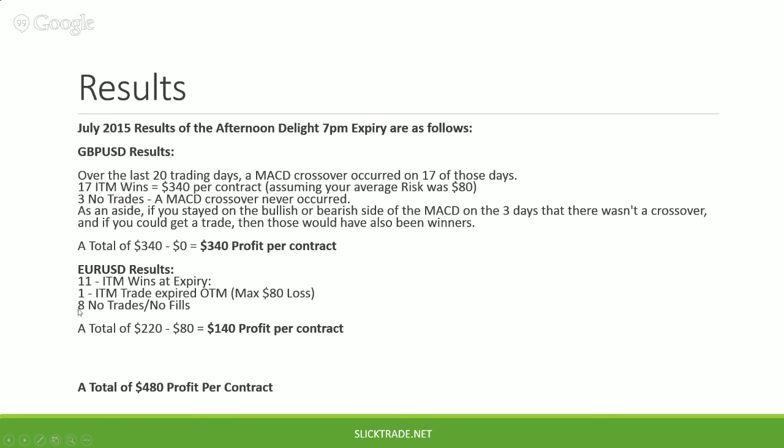There were also 8 no trades, no fills. Okay, that came to a total of $220 per contract, minus 80 for the 1 loss, equals a total of 140 profit per contract. Between the two, over the last 20 days, you'd have 480 profit per contract at an 80-20 risk. I think that's pretty good for a very simple strategy.